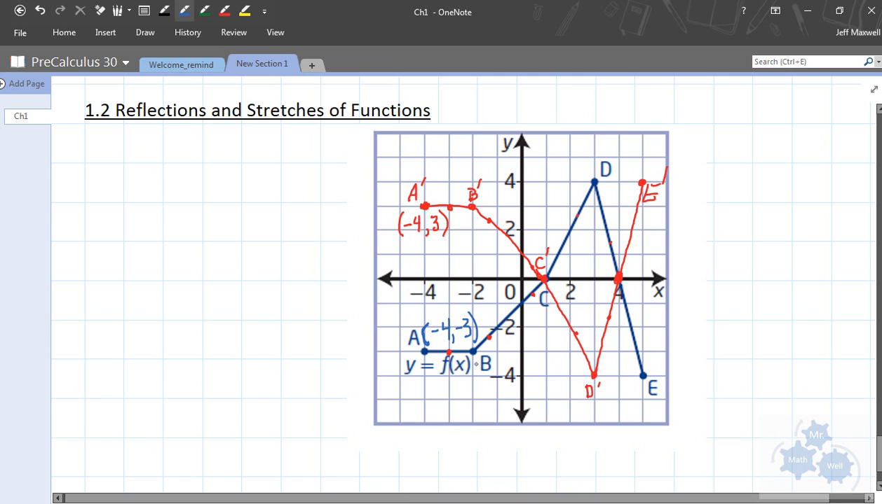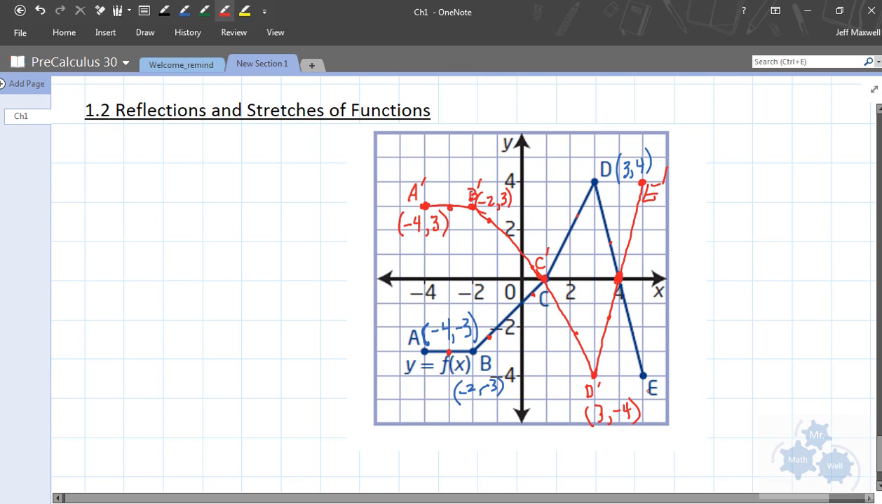What about B? What's the coordinate for B? -2, -3. Okay. What is the coordinate for the image point B? -2, +3. Okay. Now, I'm not sure if you are noticing a pattern yet, but let me give you one more. This is 3, 4. And D is, the image point is going to be 3 and -4.